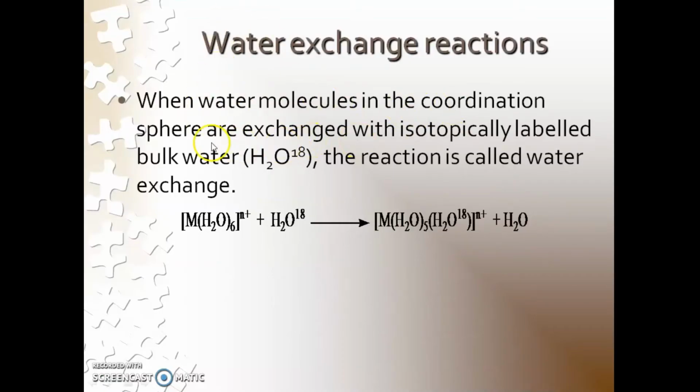When water molecules in the coordination sphere are exchanged with isotopically labeled bulk water, that is, this is a coordination complex with water as the ligand, and this is the bulk water which contains isotopically labeled oxygen. When there is an exchange of water molecules between the coordination sphere and the labeled bulk water, then that reaction is called water exchange reactions.